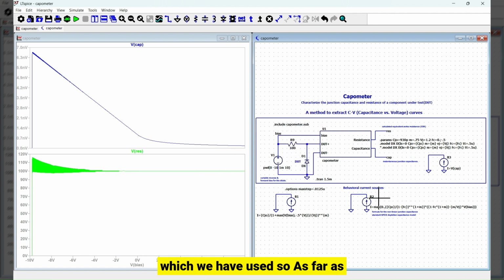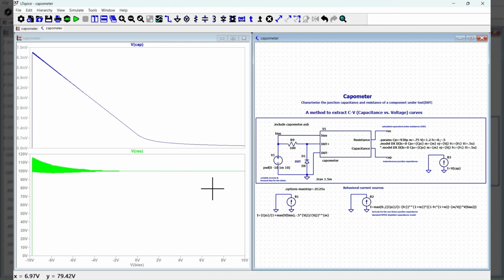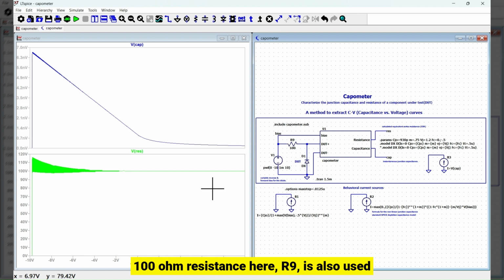As far as I understood, this is an indication that we know a resistance of 100 ohm, so we are using that. There is some scaling factor inside this capmeter which I think is 1, so we are using this 100 ohm resistance to show the value as 100 volts. This is how the circuit is behaving. This 100 ohm resistance here, R9, is also used to sense the current which is flowing across this diode. And yeah, so this is how the circuit is behaving.